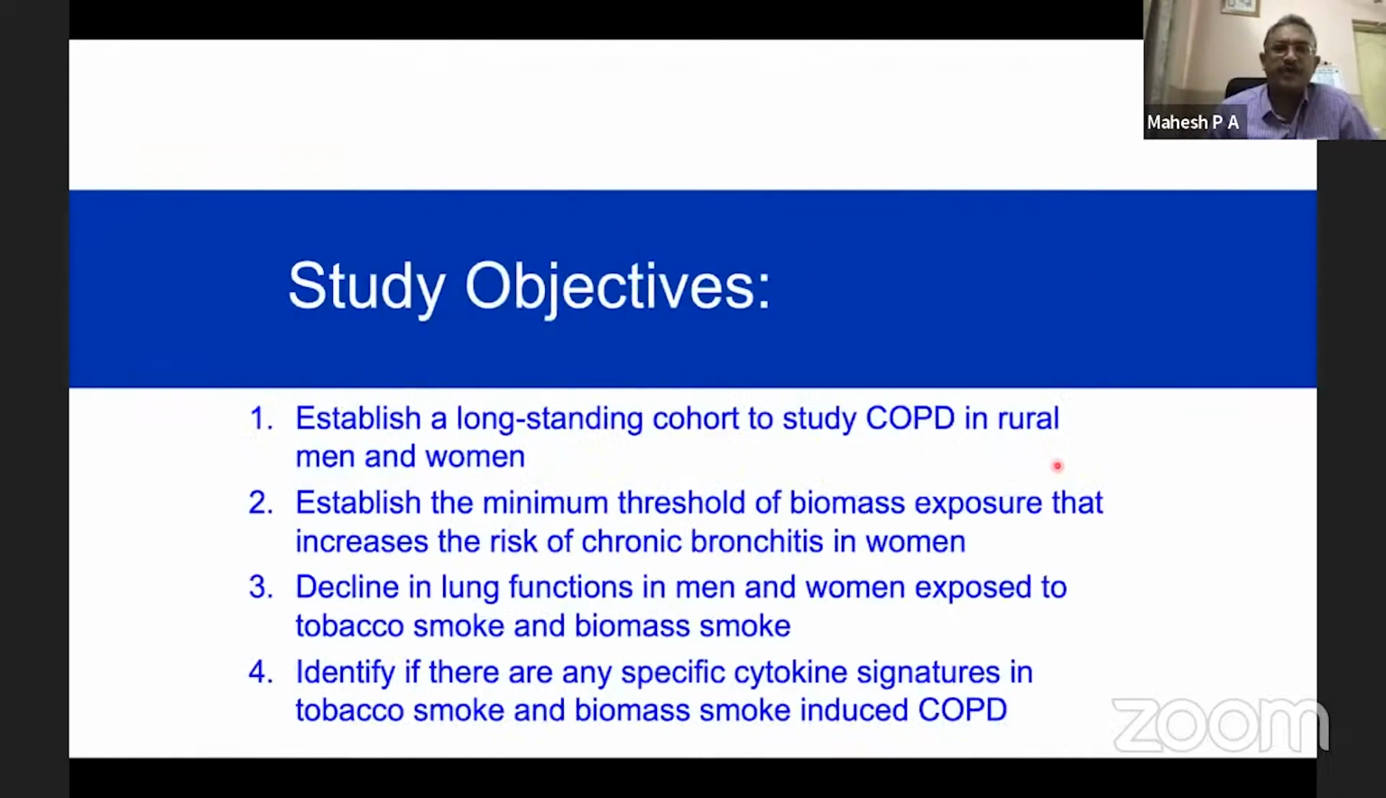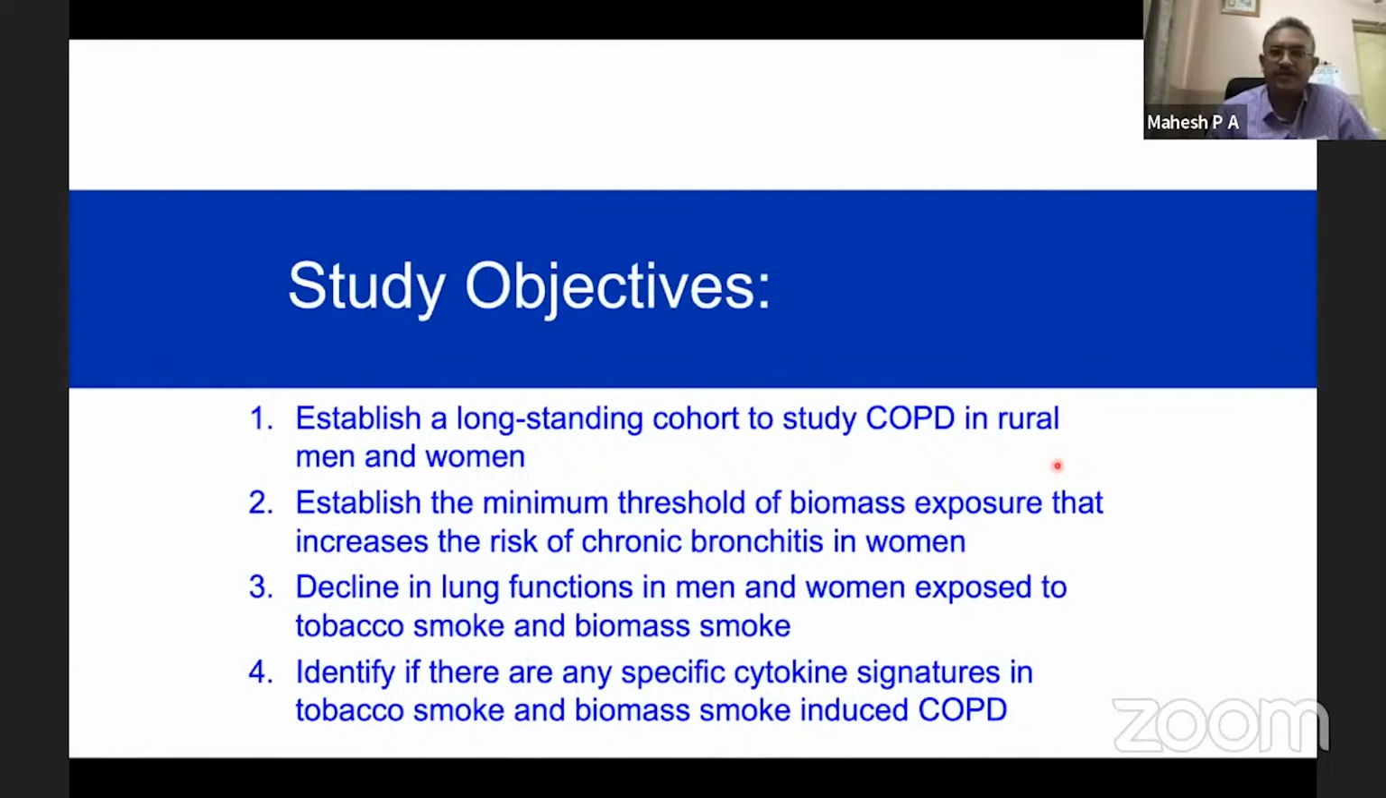We wanted to have a long-standing cohort to look at COPD in rural men and women. We want to find out what is the minimum threshold of biomass exposure that increases the risk of respiratory disease. We all know about the minimum 10 pack years needed to cause respiratory disease for tobacco smokers. But what is the minimum threshold for biomass exposure? We didn't know. And what about the decline in lung function over time?